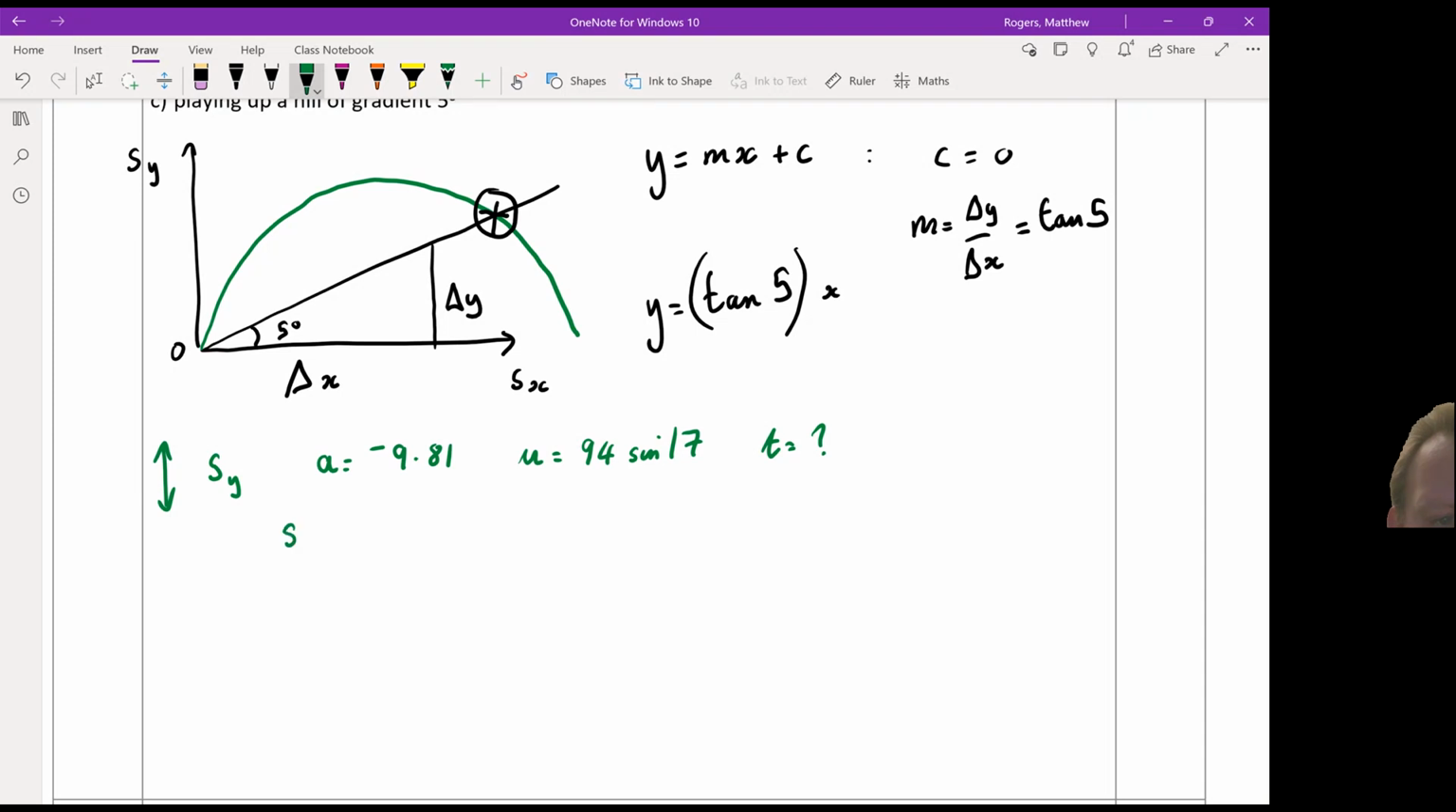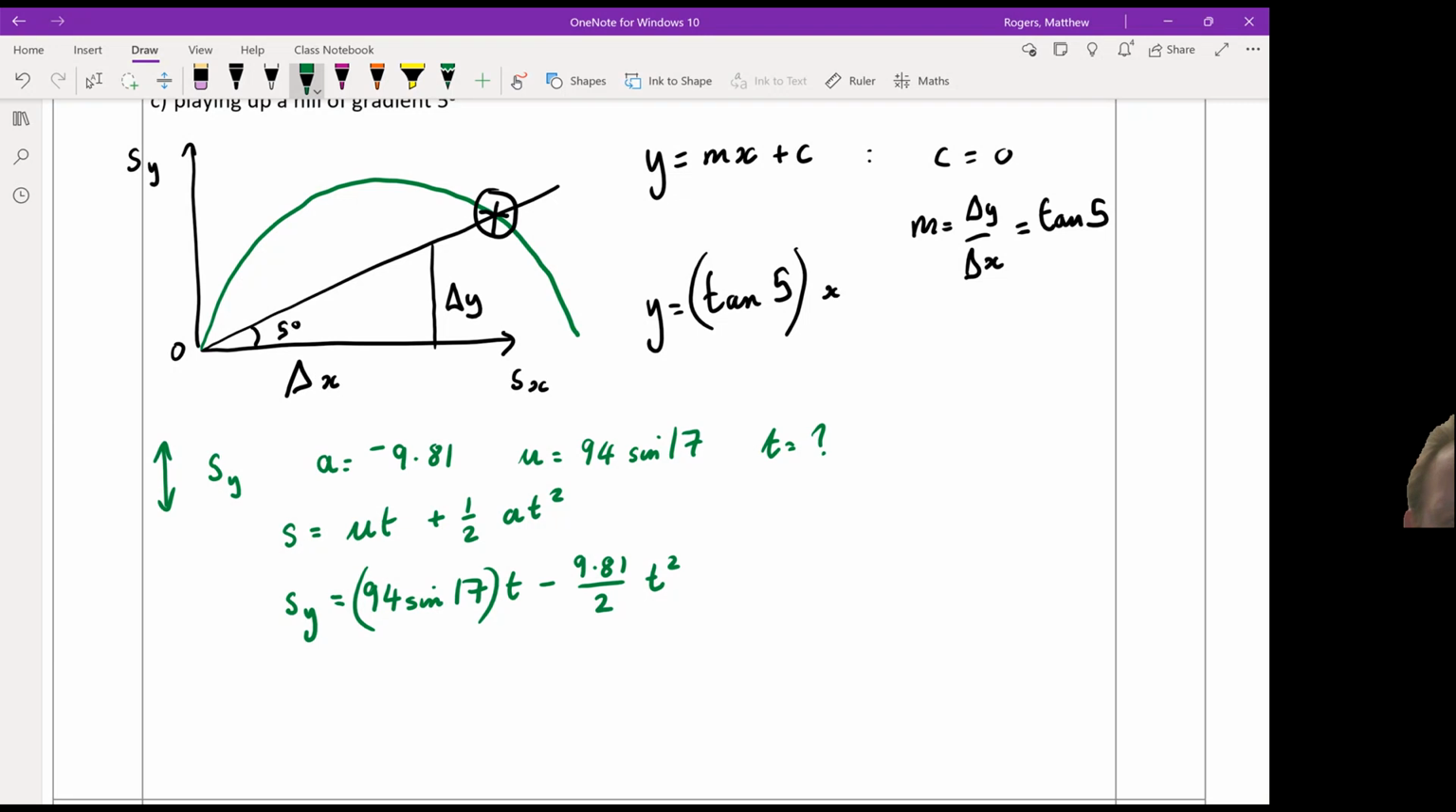So I can write my equation. s is equal to ut plus a half at squared, and I can say that sy is equal to 94 sine 17 times t. Because this is minus, I'm going to say minus 9.81 over 2 t squared. So here's an expression for the displacement in this direction as a function of time. That makes sense. At different times, it will have different heights, and this function describes it. Next, in the horizontal direction, this is the displacement in x.